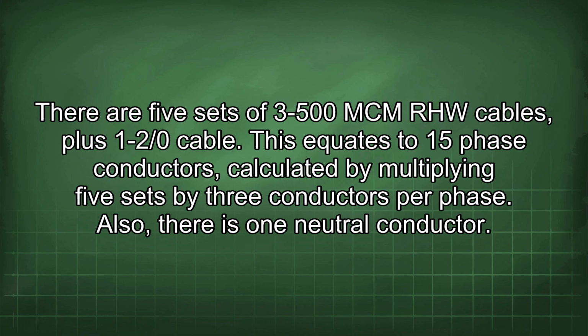There are 5 sets of 3-500 MCM RHW cables plus 1-2/0 cable. This equates to 15 phase conductors, calculated by multiplying 5 sets by 3 conductors per phase. Also, there is 1 neutral conductor.